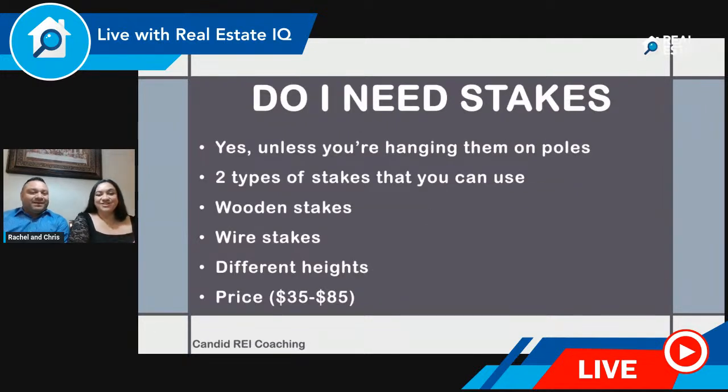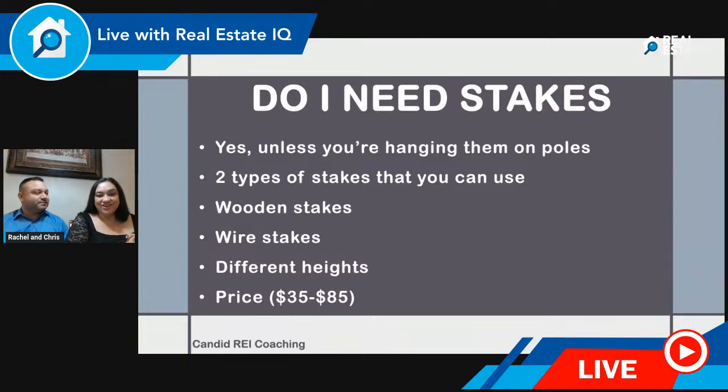And then, do I need stakes? Not steak like to eat. We always need stakes. Don't ask our kids, they love steak. But yes, you do need stakes, unless you're putting them on utility poles or somewhere that doesn't require them. And most of the time you'd have to be tall or create some contraption to get it up there, unless you're going to be lugging around a ladder. Yeah, you can do that.